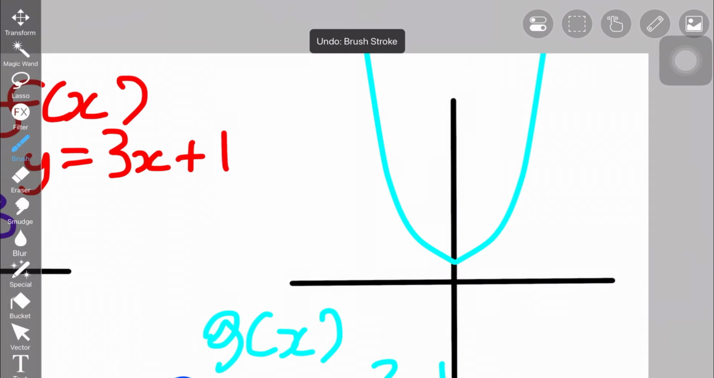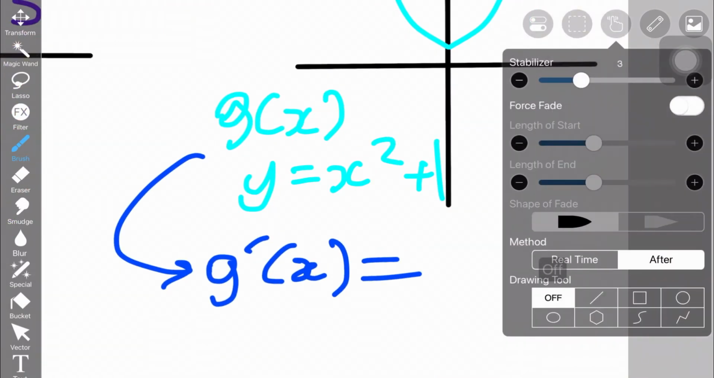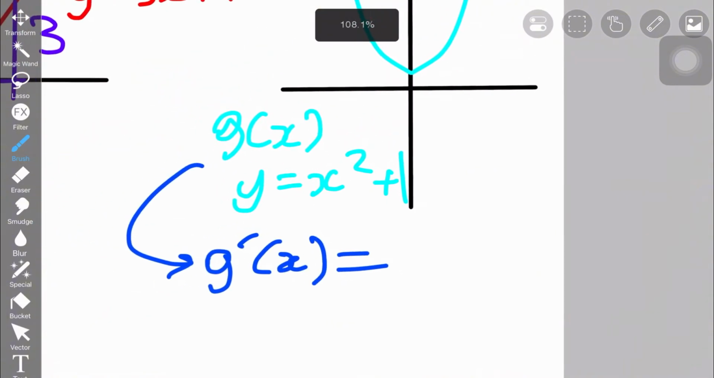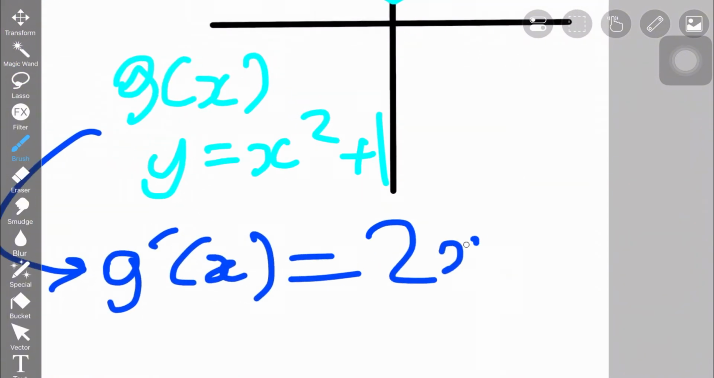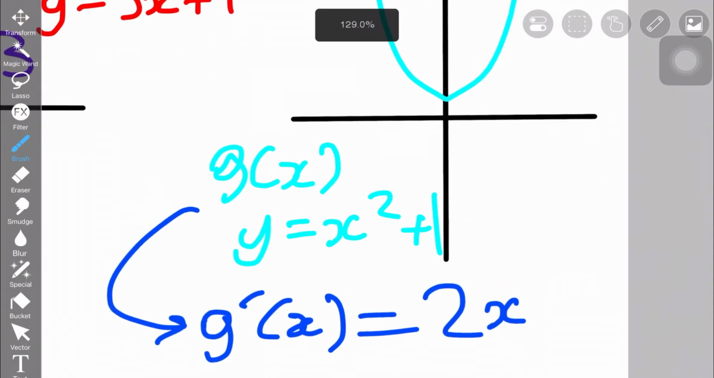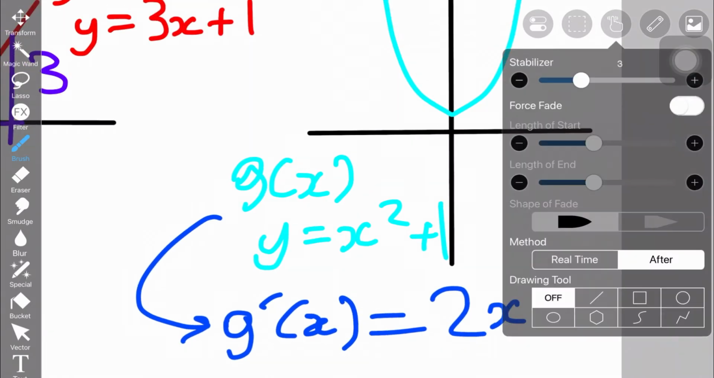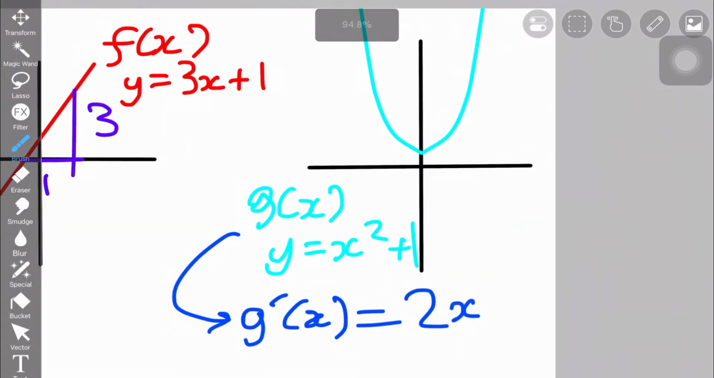Let's find these. So in this case, and I won't get into the specifics of how you find this just yet, g prime of x, or the derivative of g, is 2x. And let's see if that's right. What does this mean? If I have a certain x point, g's gradient will be 2x. It will be 2 times its x coordinate. So let's look at that.